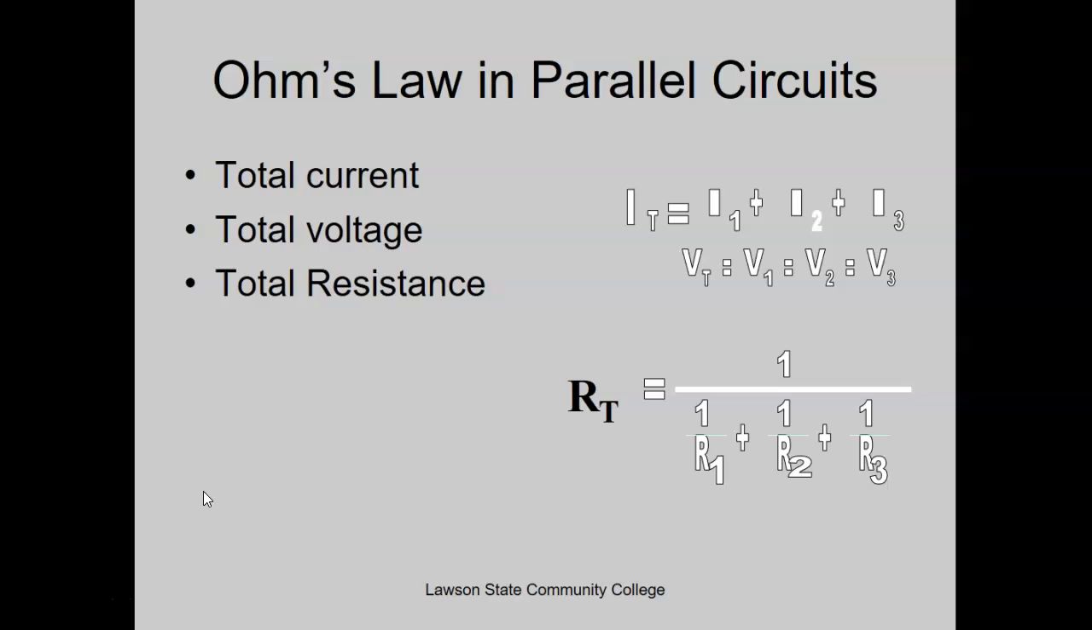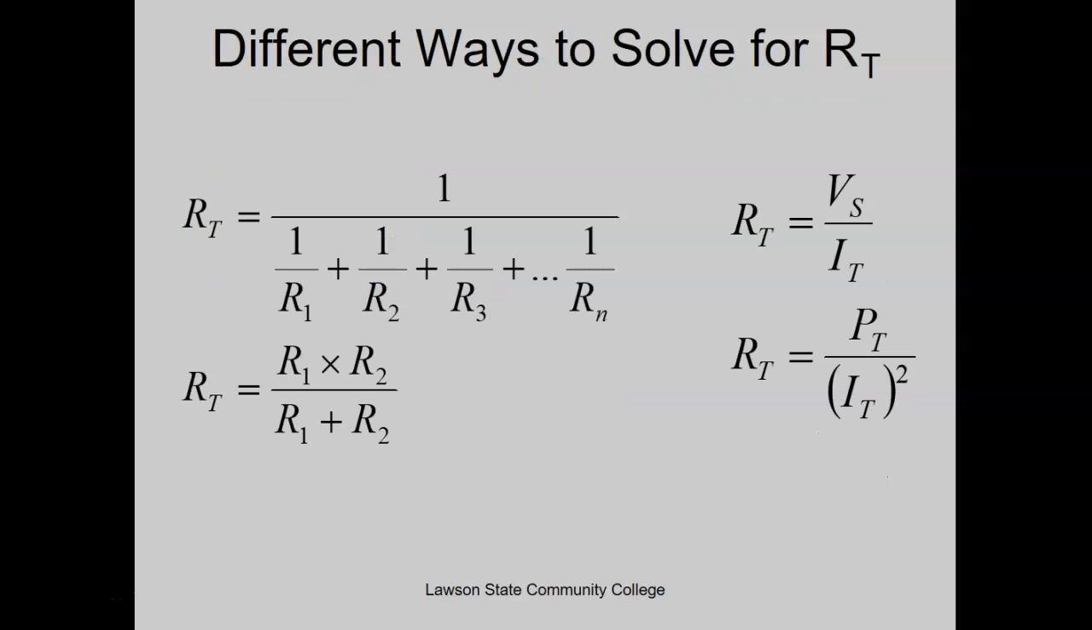All right, so Ohm's law in parallel circuits: current adds, voltage is voltage, resistance total is flip, add, flip. I really like that one. Okay. So different ways to solve for RT.